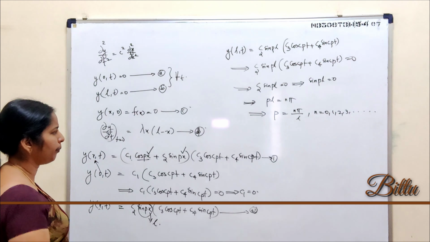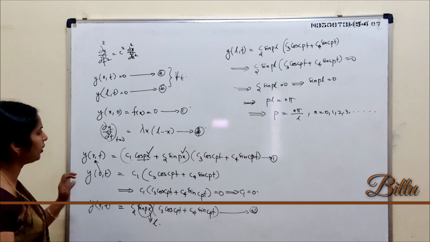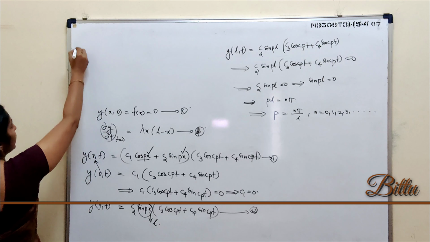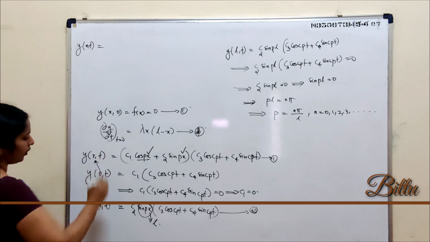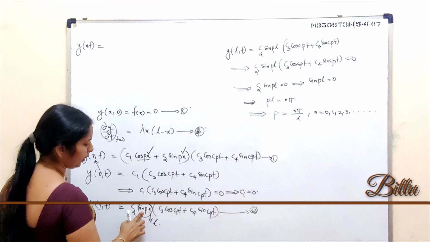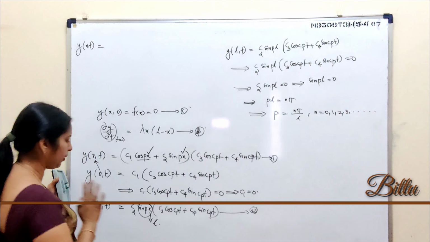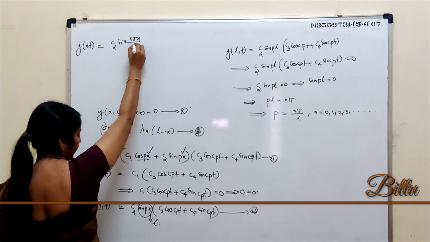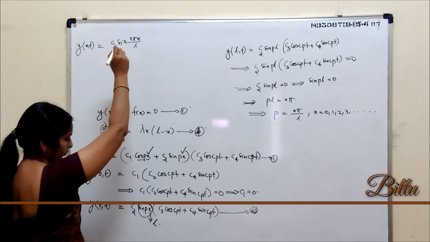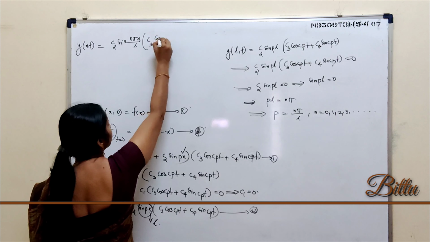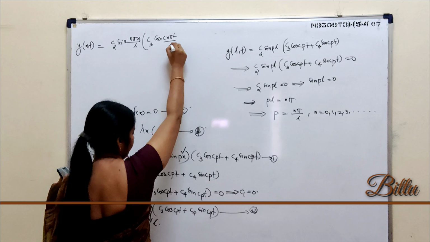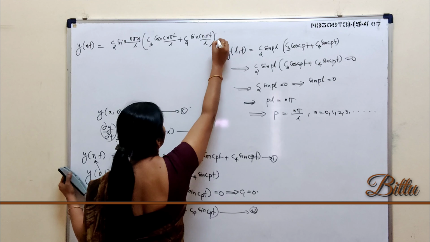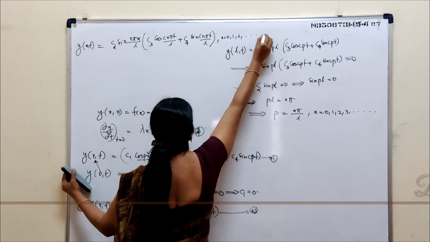which implies p is equal to n pi by l for n equal to 0, 1, 2, 3, etc. You put p equal to n pi by l in equation number 2. So 2 becomes y of x,t is equal to, that is wherever you see p in equation number 2, you replace p by n pi by l. So you see 2 sin n pi x by l, C3 cos c n pi t by l plus C4 sin c n pi t by l for n equal to 0, 1, 2, 3, etc.